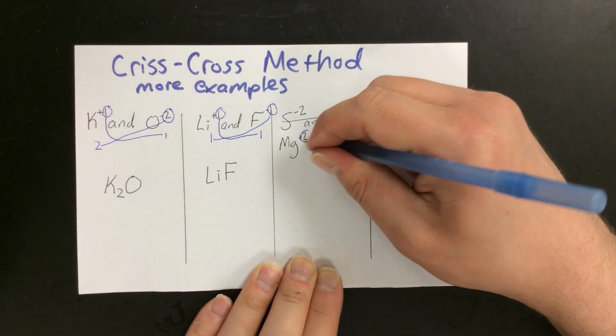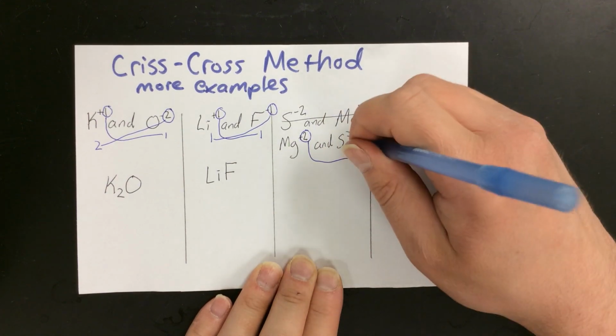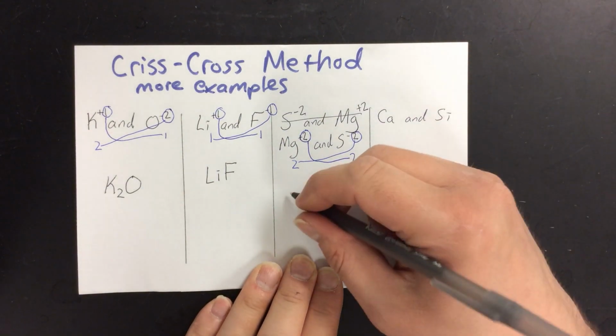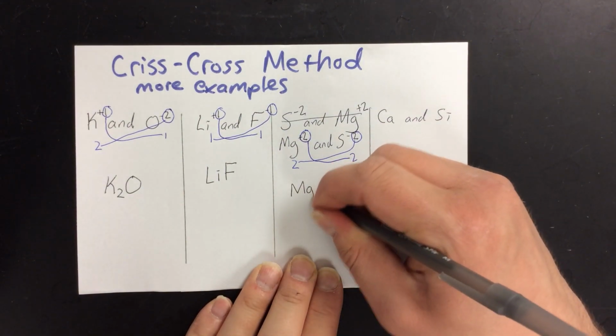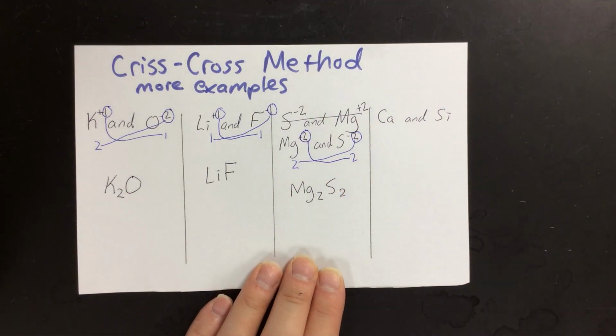So when I crisscross these, here's a 2, saying I would need 2 sulfurs, and here's a 2, saying I would need 2 magnesiums. So based on this, one would expect the formula Mg2S2. But we're not actually done.